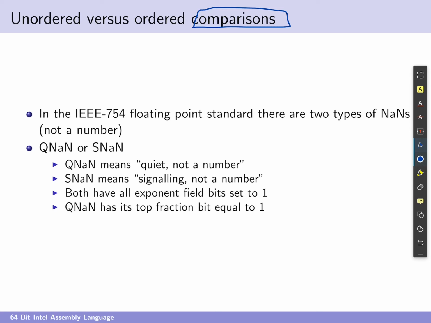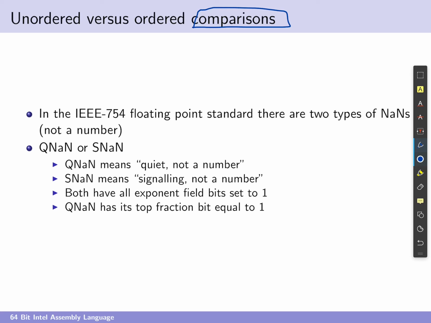Now, with that in mind, there are two types of comparisons available to us in assembler. There's an unordered and an ordered comparison. Okay. Now, in the IEEE 754 floating point standard, there are actually two types of NaNs, two types of not-a-number. There's what's referred to as a QNaN and an SNaN. A QNaN means it's a quiet not-a-number. So basically, the result of the calculation is not a number, but the program doesn't scream at you telling you that something horrible has gone wrong.